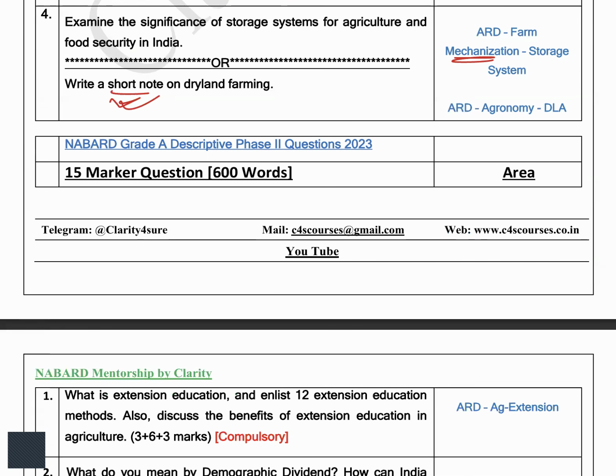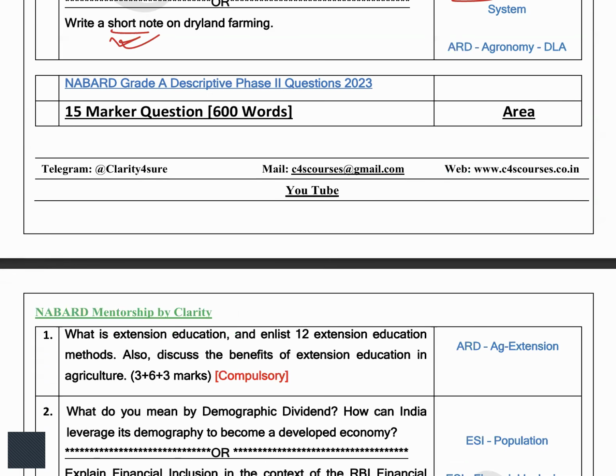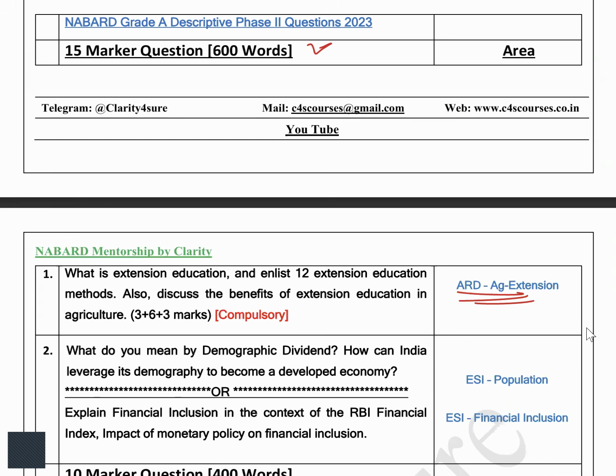Now coming on to 2023, similarly again a 15 marker question, 600 words. Again ARD. They have asked a question from agriculture extension, and I still remember in 2023, just two days before the examination, I gave the same question on extension and its explanation also. And that question appeared in the examination. So an extension-based question, again directly from the syllabus, ARD, 15 marker compulsory.